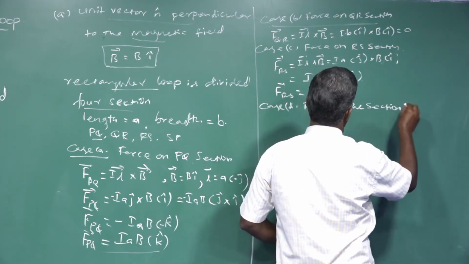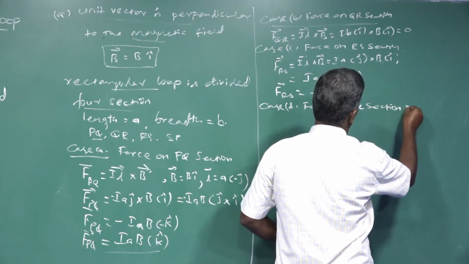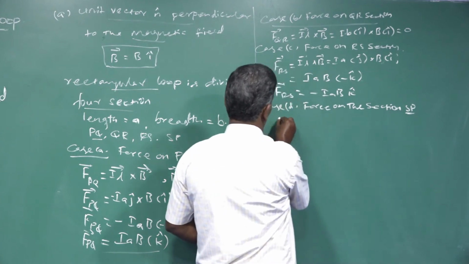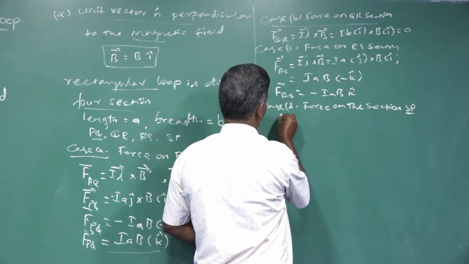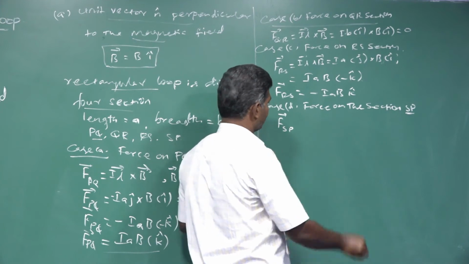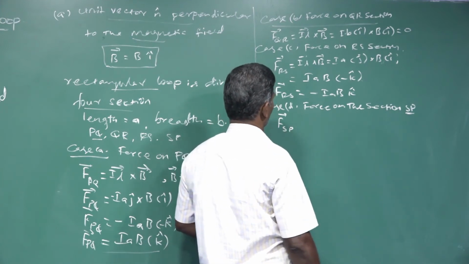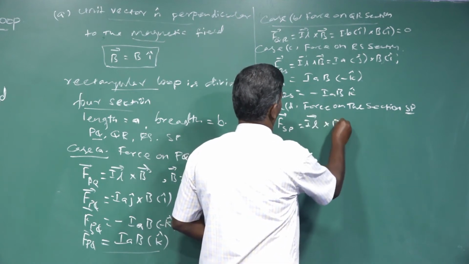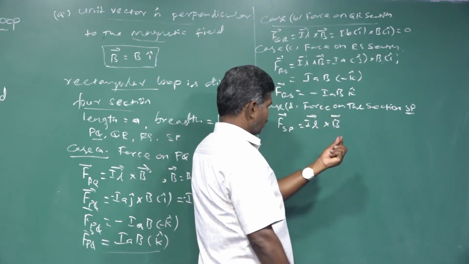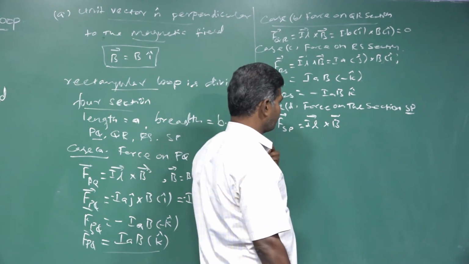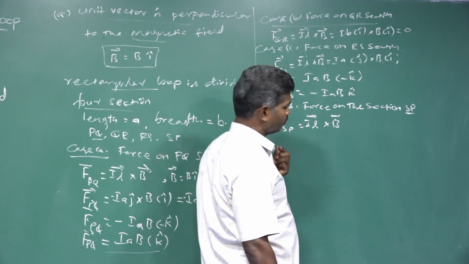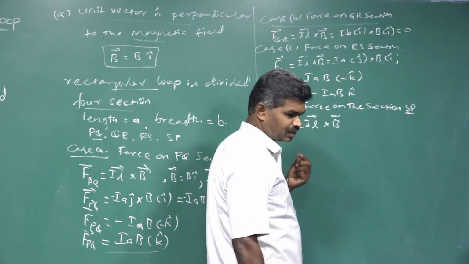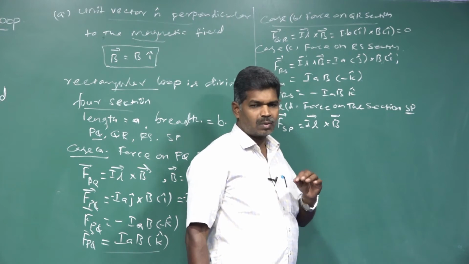That is, what section means? That is SP section. That's why F SP, current is flowing from S to P. It is F SP vector equal to basically IL vector cross B vector. That moving from S to P means in that what direction we have? Negative X direction. Negative X direction means we are going to use minus I cap.